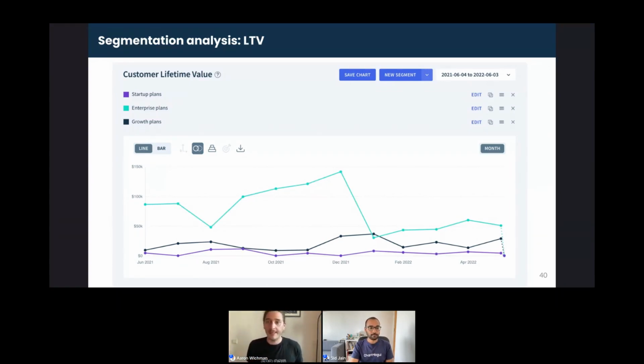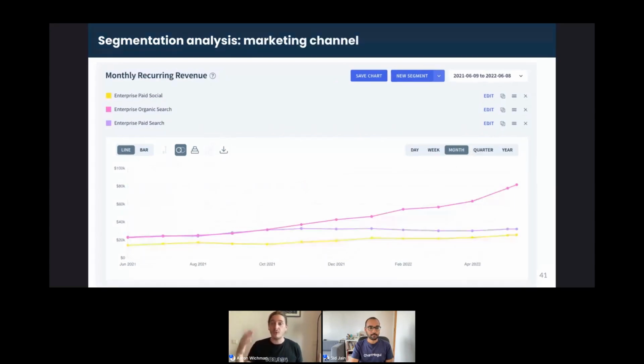And moving on. So now you know how much you can spend to acquire a new customer. We just found out looking at our LTV, but how do you spend it, right? So here we've broken down our MRR for our enterprise plan by marketing channel. Like I was saying before, you can get even more granular with your analyses. So here you can see it's enterprise by paid social, organic search, and paid search.